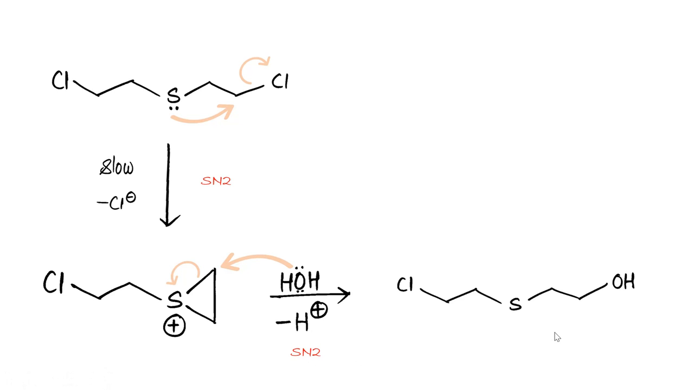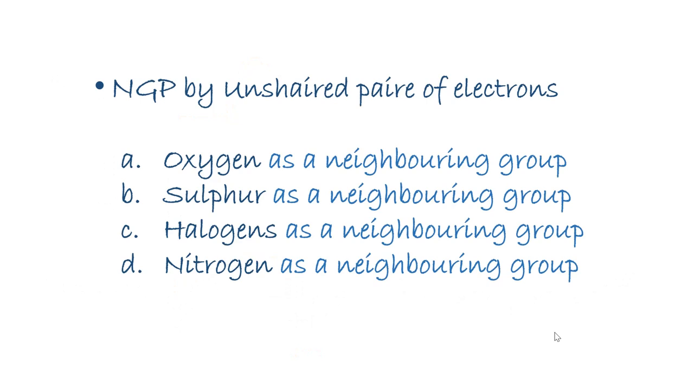The toxicity of mustard gas is because of neighboring group participation by sulfur, which accelerates the alkylation reaction. So in this lecture, we discussed NGP by unshared pairs of electrons, with oxygen as a neighboring group and sulfur as a neighboring group. In the next lecture, we will discuss the remaining points, that is, halogen as a neighboring group and nitrogen as a neighboring group. Thank you.